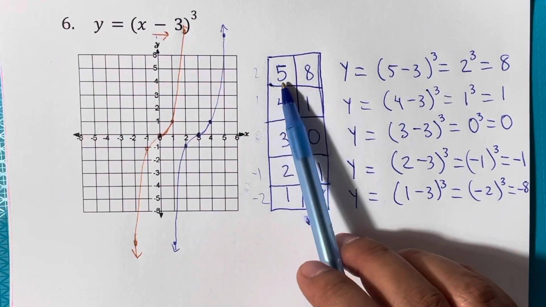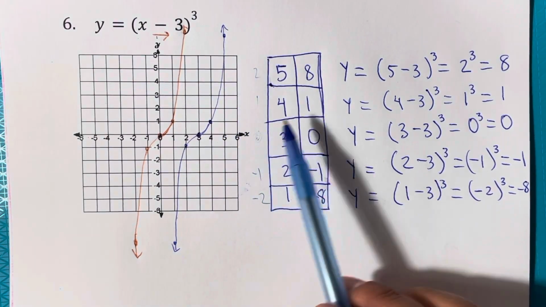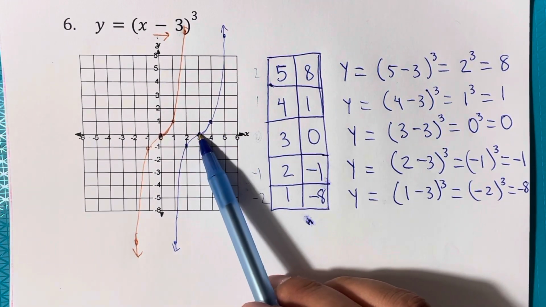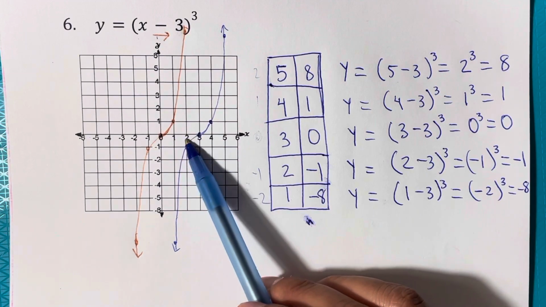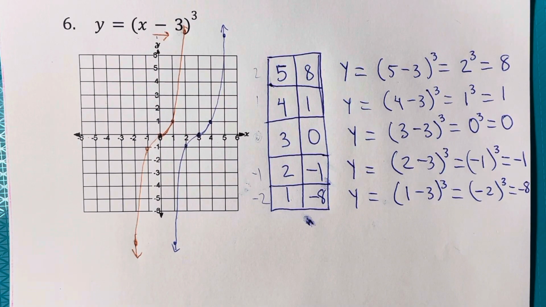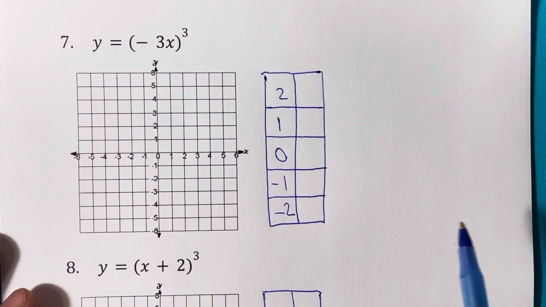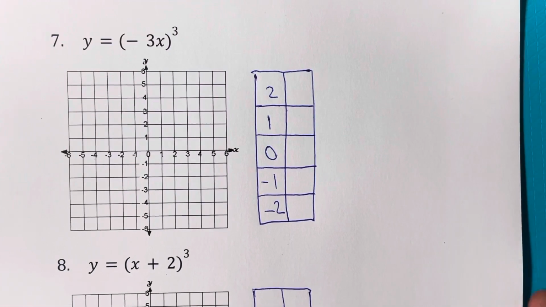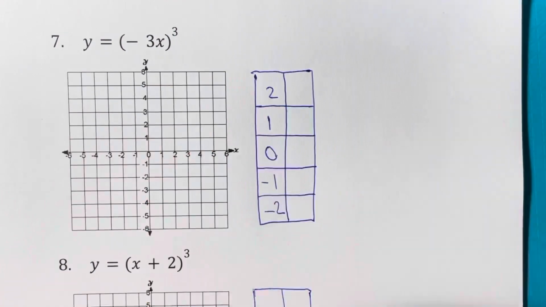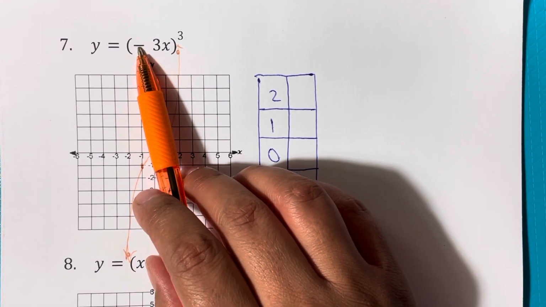So let's check. 5, 8. 5 on X, 8 on Y. 4, 1. 4 on X, 1 on Y. 3, 0. 3, 0 right there. 2, -1. And 1, -8. So they match. Again, ask your teacher if they want to see the table or if you can just do the transformation. Okay, in here we don't have addition or subtraction. That's why I decided to give you 0, 1, 2, -1, -2. Okay, and the mother graph right there. So in here we have a reflection.